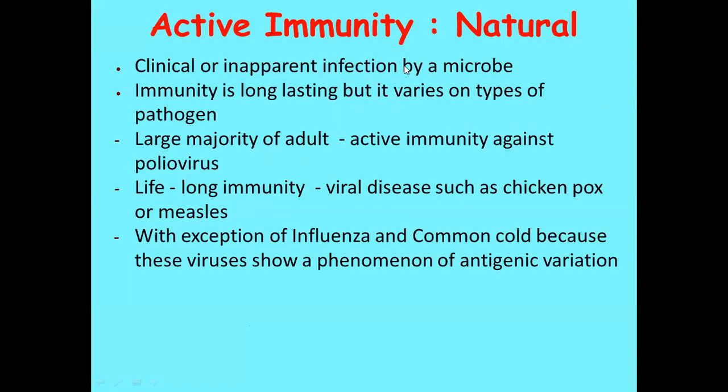The immunity is long lasting, but it varies with the type of pathogen. In a large majority of adults, we are getting an active immunity against the poliovirus. And sometimes there is lifelong active immunity, specifically for chickenpox, where memory cells will be produced once it has occurred, and after that it won't occur again.